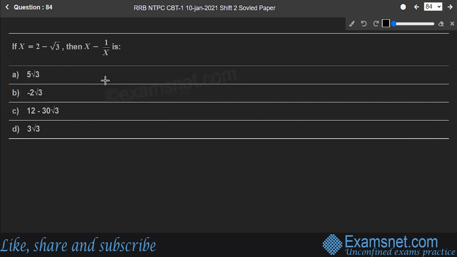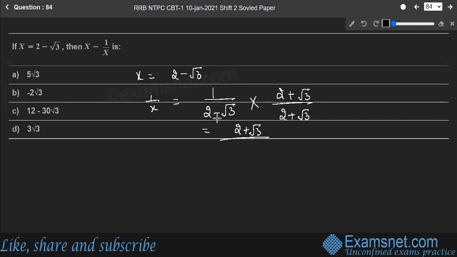If x is equal to 2 minus root 3, then x minus 1 by x is equal to dash. So mathematics question, x is equal to 2 minus root 3. What will be 1 by x? 1 upon 2 minus root 3. Let's do the rationalization of it. So I'll be multiplying the numerator and the denominator with 2 plus root 3. So this will be 2 plus root 3 upon a minus b into a plus b will be a square minus b square, which is 4 minus 3, that is 2 plus root 3.